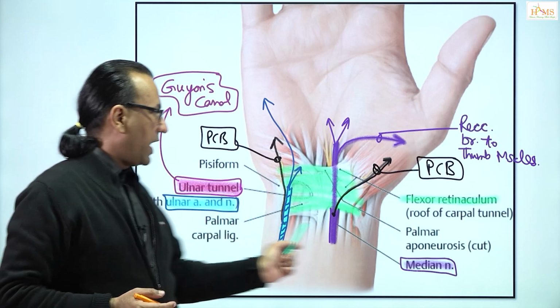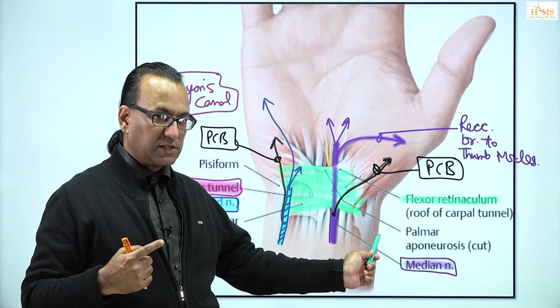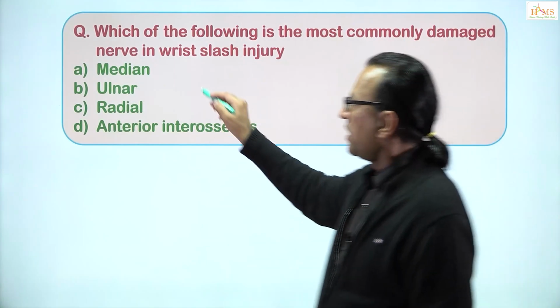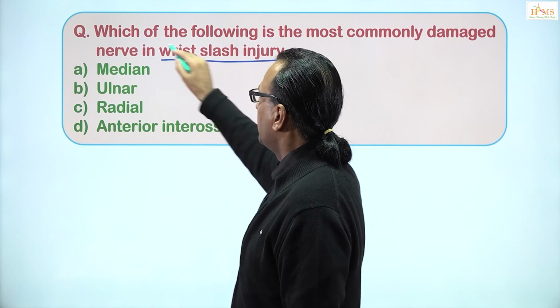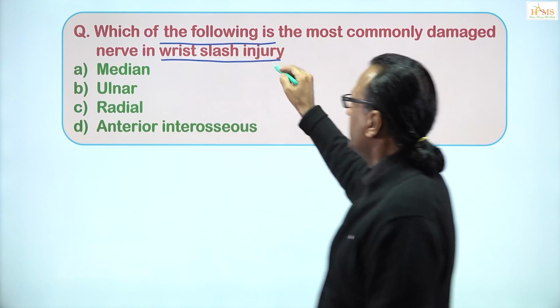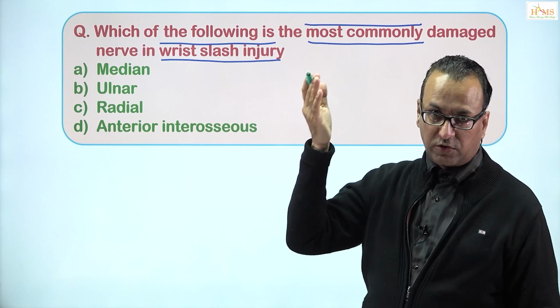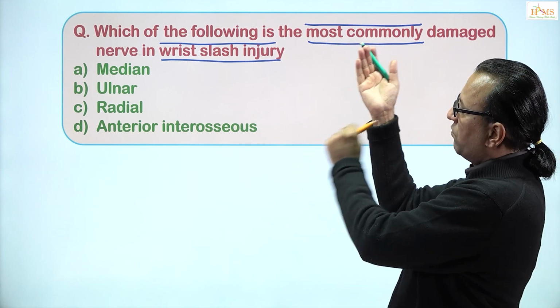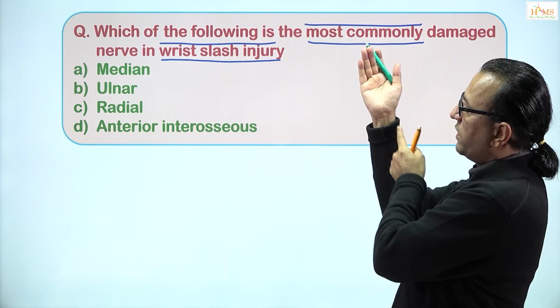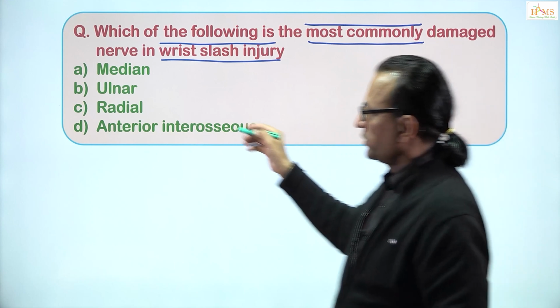Now, what about that case when we were talking about wrist injury, which is the most commonly damaged nerve? Let us look at the patient. One MCQ has come now. This patient had a wrist injury, and the question is asking which is the most commonly damaged nerve. And as we have understood, when there is a wrist injury, most commonly damaged nerve is the median nerve. Hence, our answer is choice number A.